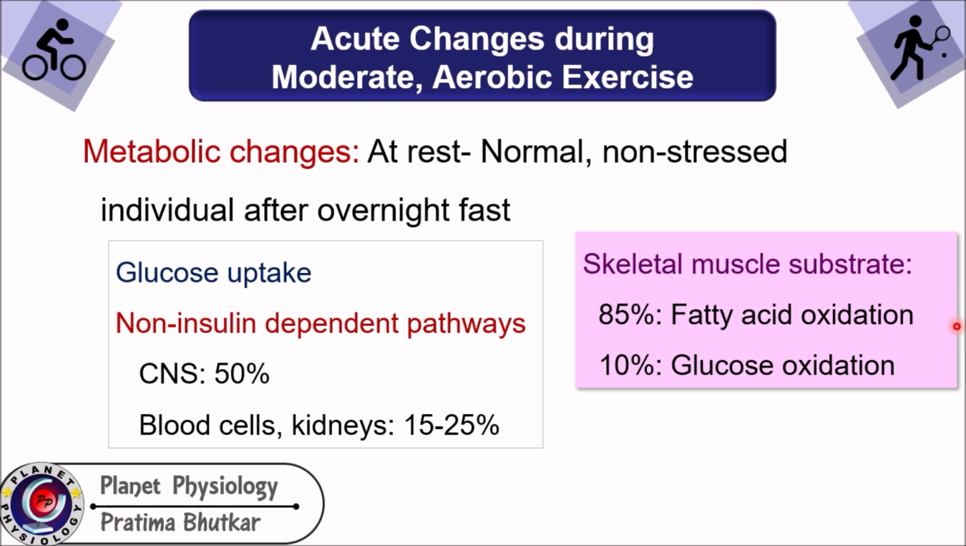Under normal resting situation, about 50% of the glucose is taken up by the central nervous system and 15 to 25% by blood cells, mainly RBCs, and then by kidneys. And this glucose uptake is non-insulin dependent uptake. At rest, only 10% of the glucose is utilized by skeletal muscles, and this glucose uptake by skeletal muscle is insulin dependent. Normally, skeletal muscles utilize fatty acids as their energy source.